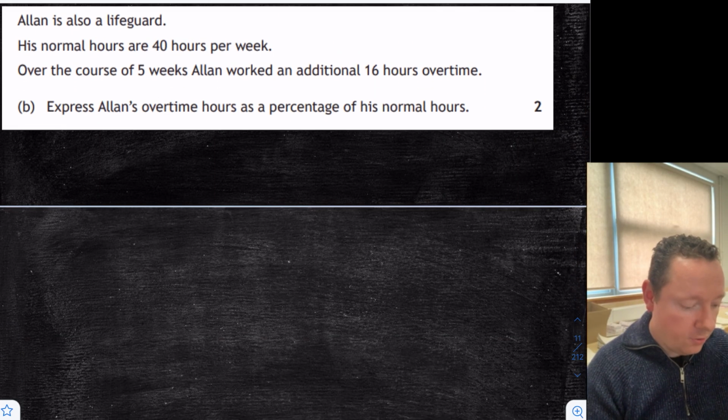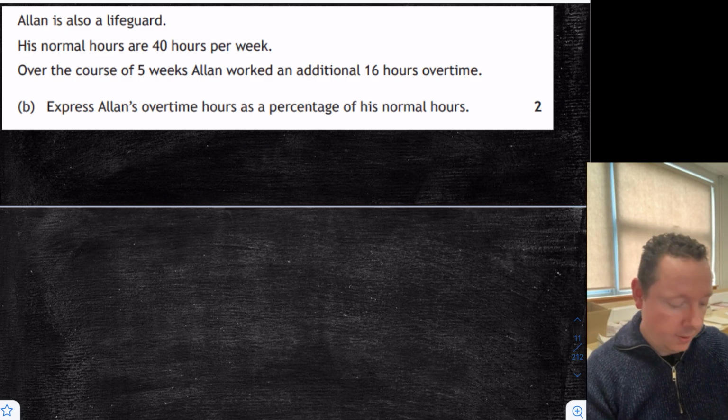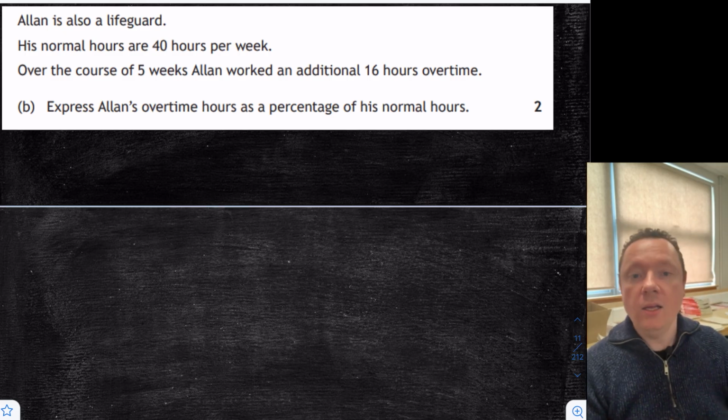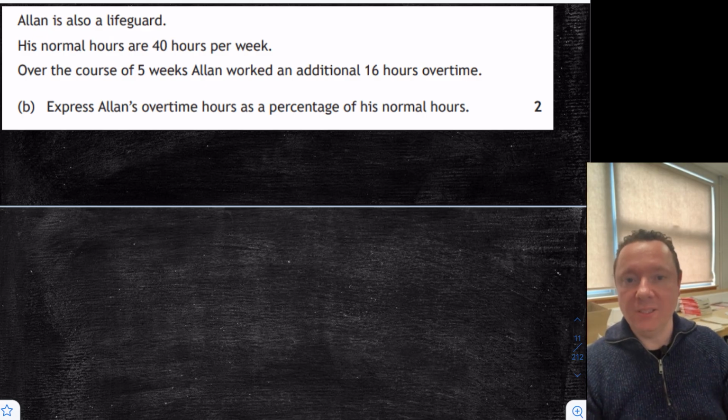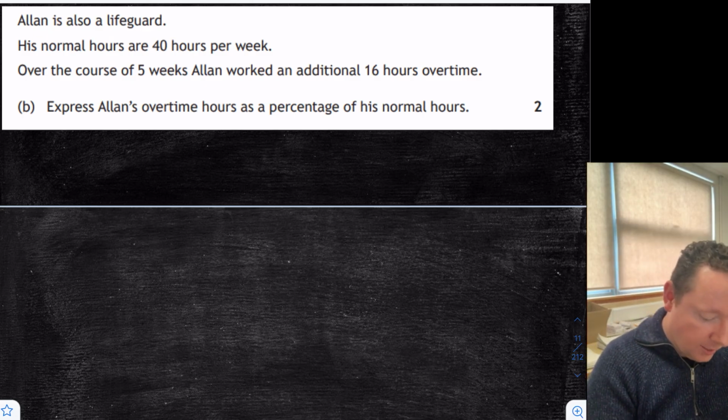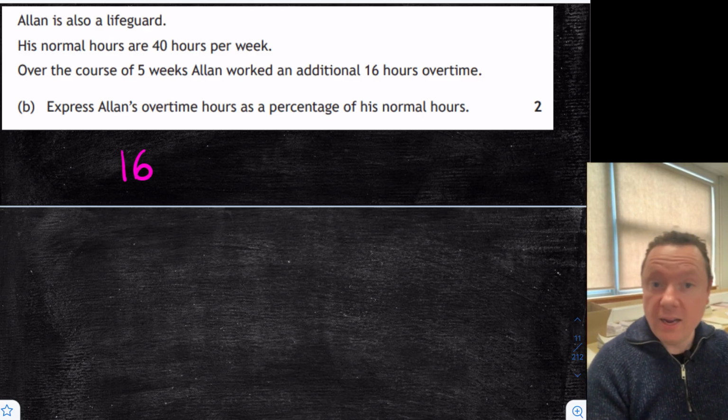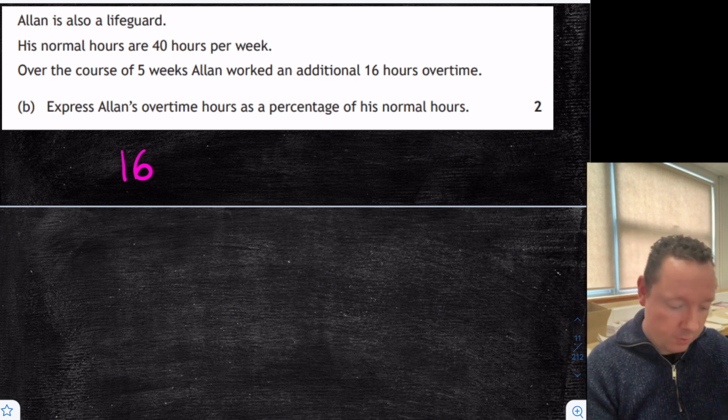Alan is also a lifeguard. His normal hours are 40 hours per week. Over the course of 5 weeks, he worked an additional 16 hours overtime. Express his overtime hours as a percentage of his normal hours. Expressing it as a percentage is the same as expressing as a fraction and then changing that to a percentage. So he's worked 16 extra hours over 5 weeks, not 16 a week, just 16 over 5 weeks.